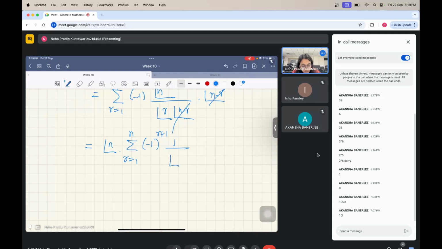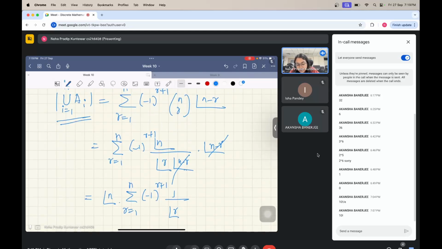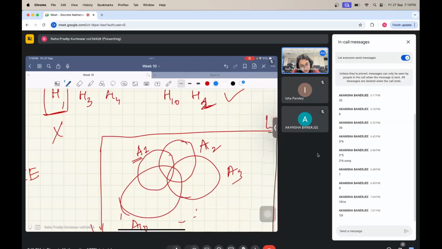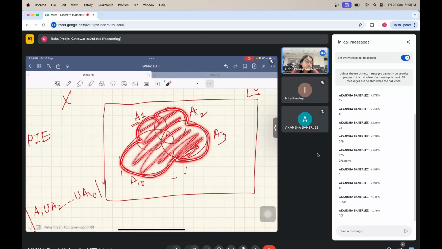1 over r factorial. And notice that what we calculated here is the number of ways that is inside this set.